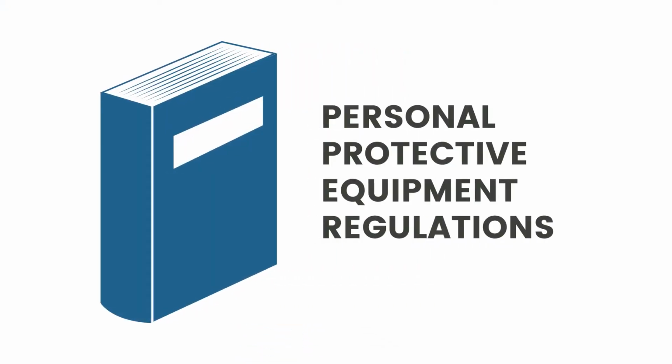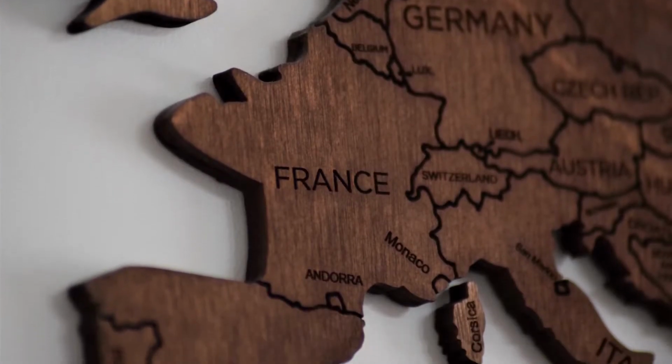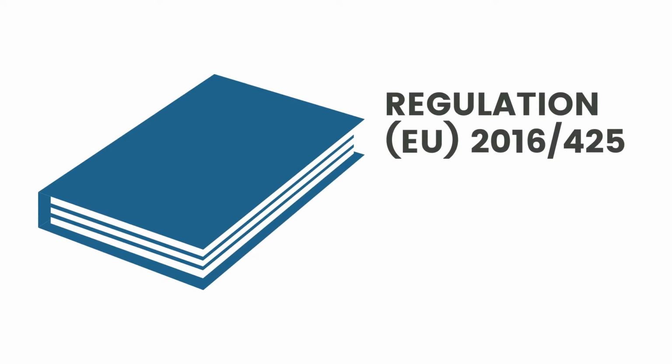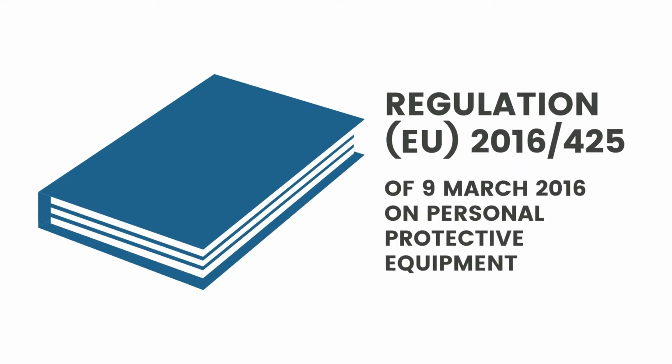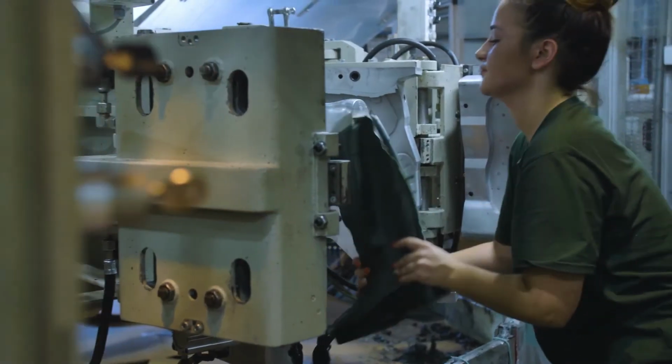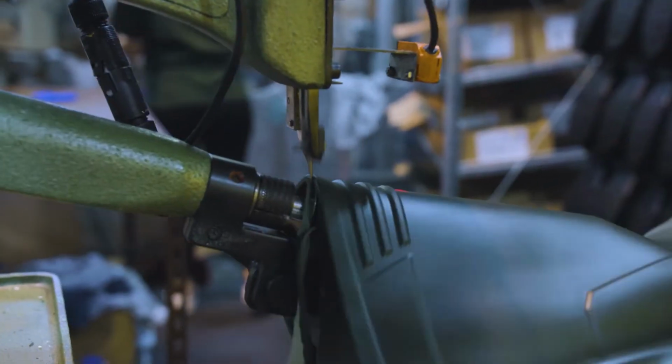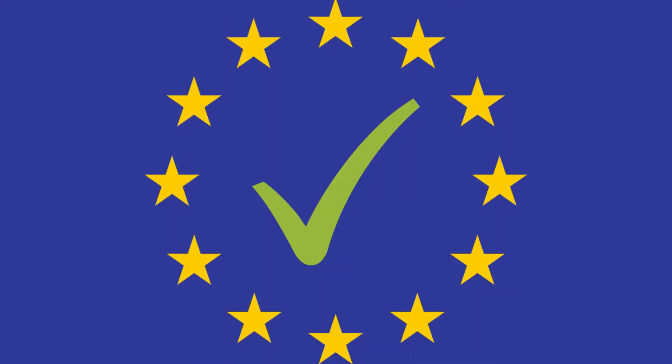Let's start with the Personal Protective Equipment Regulations. In the European Union internal market, the regulation that defines the legal obligations of the personal protective equipment is the Regulation 2016/425 of 9th of March of 2016 on personal protective equipment. You can easily see if a personal protective equipment complies with these regulations through the CE marking. If a product has this mark, it means that it is approved and it follows all the European Union regulations.